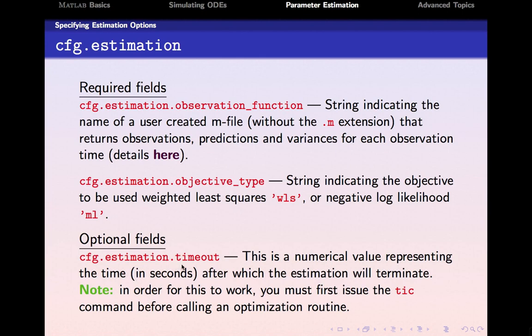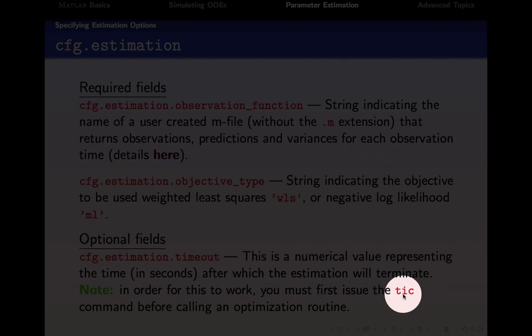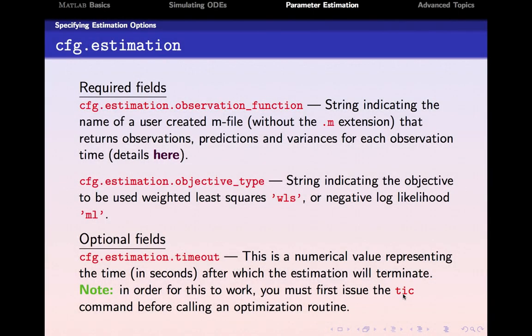There's an optional field called timeout, and this is a numerical value representing the time in seconds after which the estimation routine is going to terminate. So it'll just time out and give up. In order for this to work, you have to type the command tic before calling the optimization routine. So before you run fminsearch, if you set a timeout value, you have to type tic before it, and then it uses the MATLAB command toc inside to determine whether or not it's passed the timeout. Tic is an internal MATLAB command.